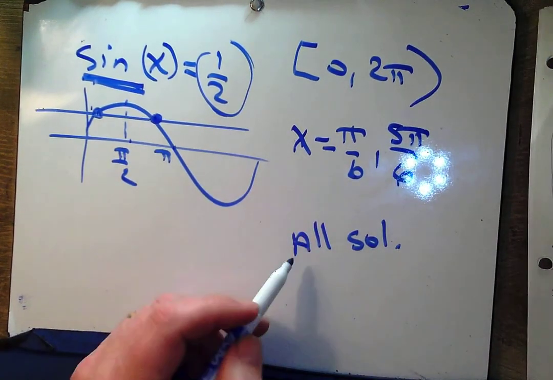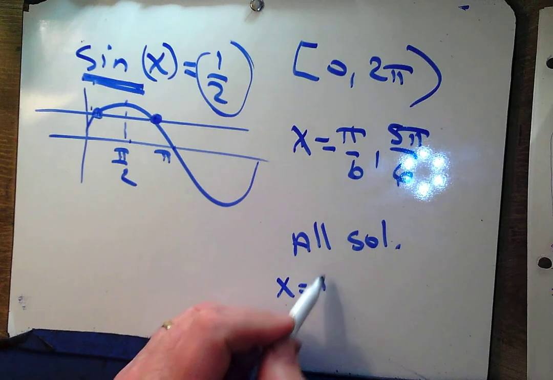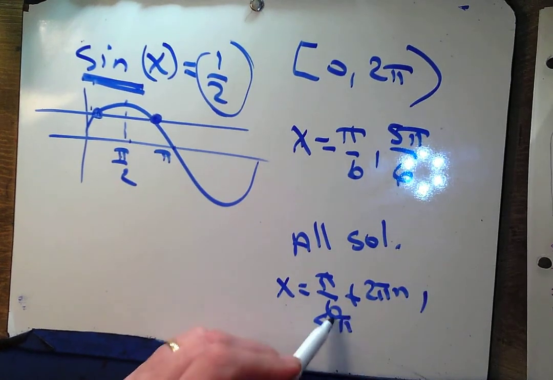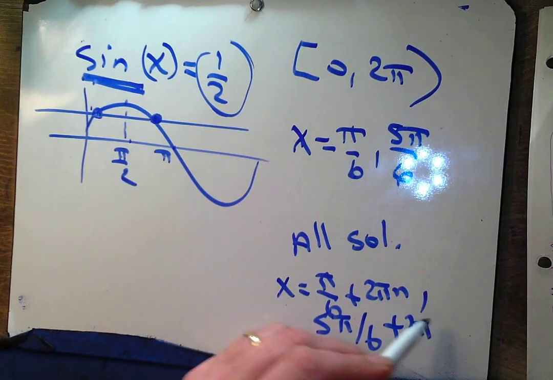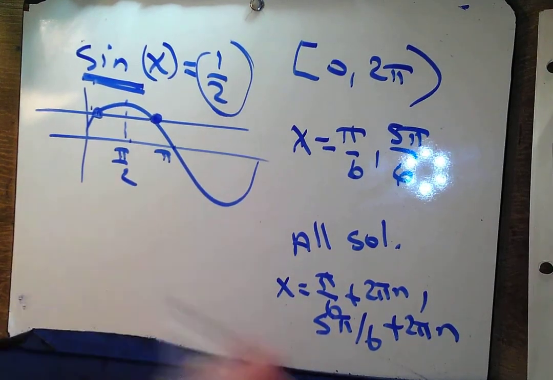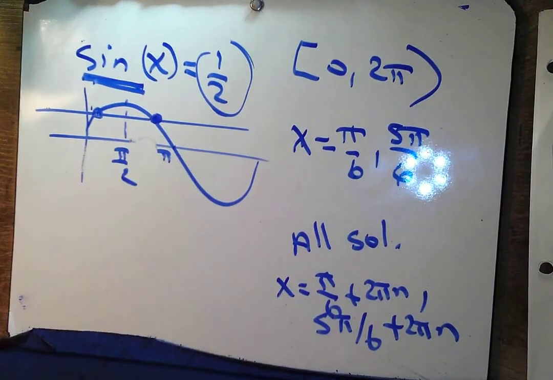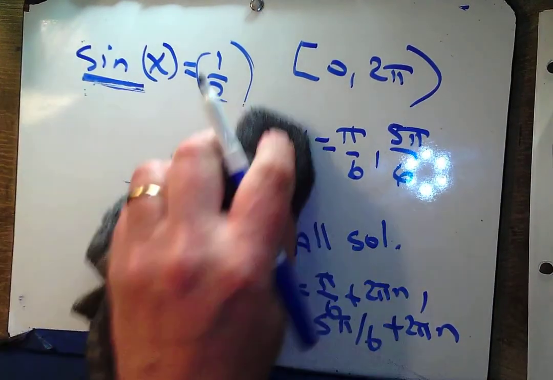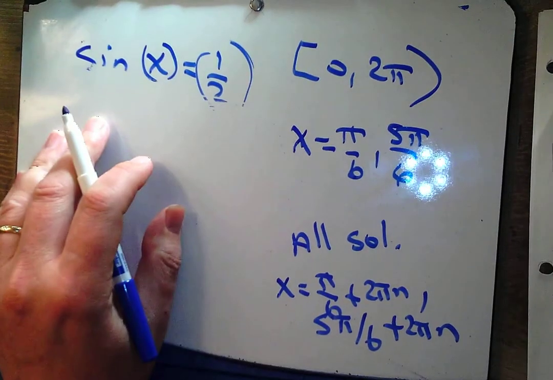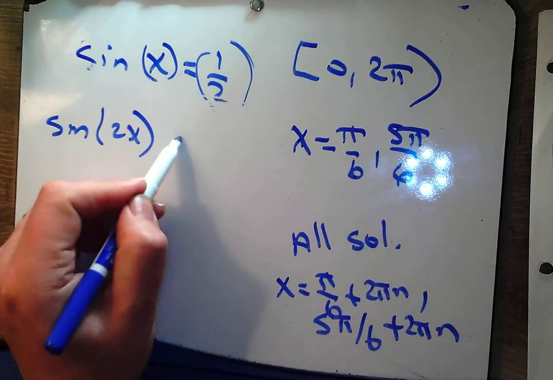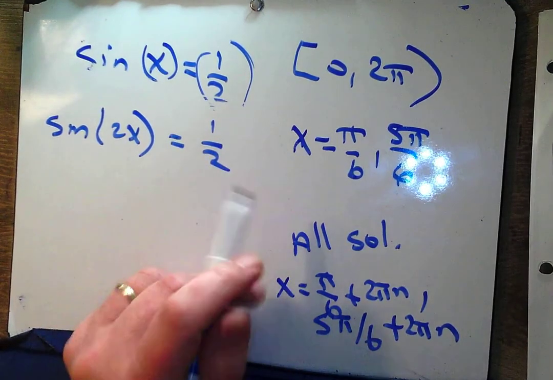And if I'm doing all solutions, I'm just going to say x equals pi over 6 plus 2 pi n, and 5 pi over 6 plus 2 pi n. Yeah, I said it was easy. And you don't need the graph. You can just do it over here. I'm just sort of saying, sometimes it helps to have a visual understanding of what's going on, especially when teacher does this. Sine 2x equals 1/2.